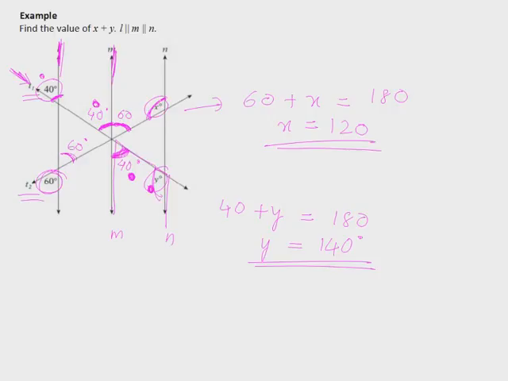What's the question? The question is, what is X plus Y? That's 120 plus 140. That's 260.